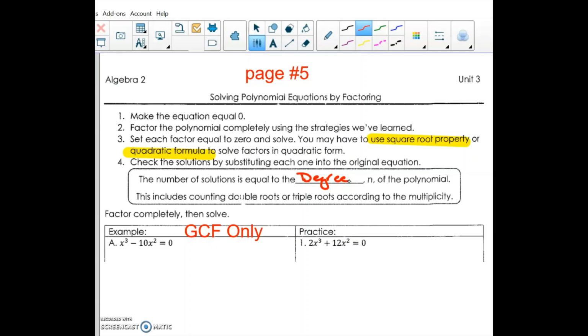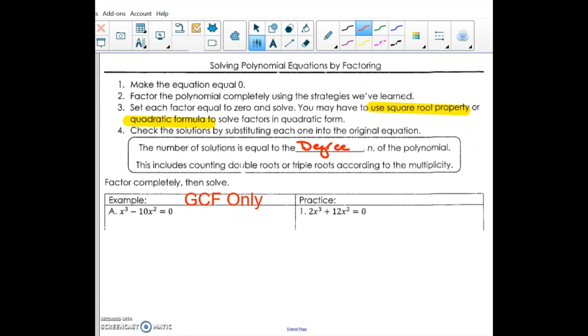This first example, A, is a greatest common factor only example. What that means is the only way to factor this polynomial is by GCF. Its GCF is x squared. You remove the x squared, and you're left with x minus 10. Make sure it stays equal to 0. You're then going to take the factors x squared and x minus 10 and set them equal to 0. x squared equals 0 and x minus 10 equals 0. And you're going to solve them.